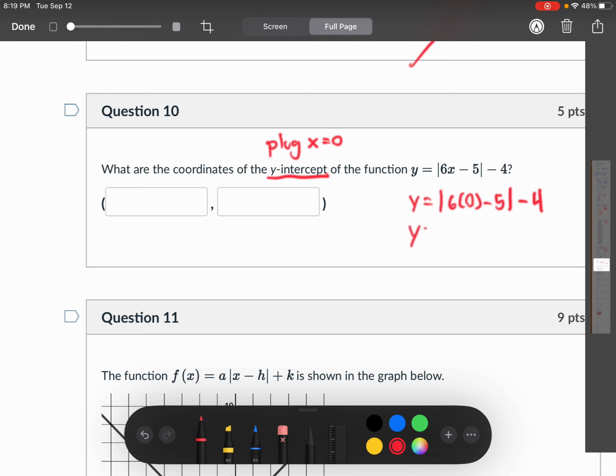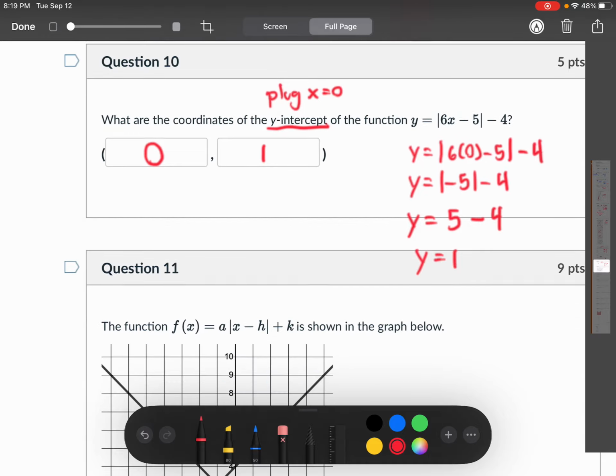So 6 times 0 is 0. The absolute value of negative 5 minus 4. The absolute value of negative 5 is positive 5. So I have 5 minus 4 in the end, which is 1. Okay, so my answer right here, you want to write your y-intercept as (0, 1). Okay, so that would be the answer here. Let me make double sure here. Yep, that would be it. Yes, all right.